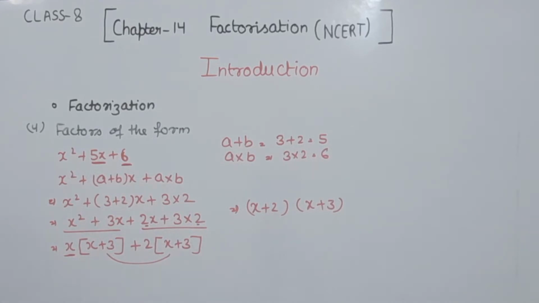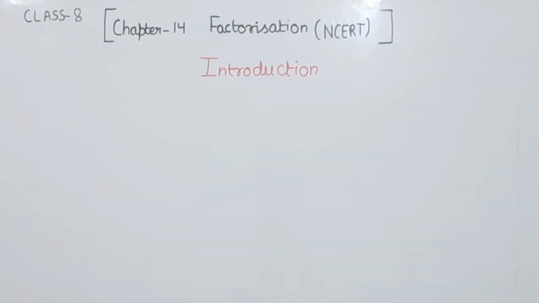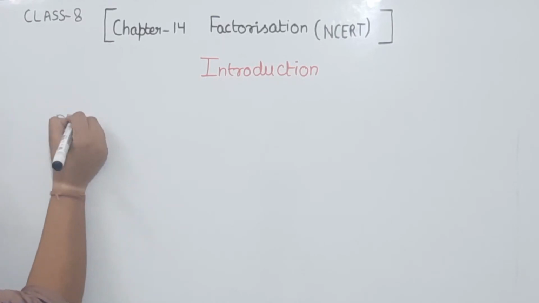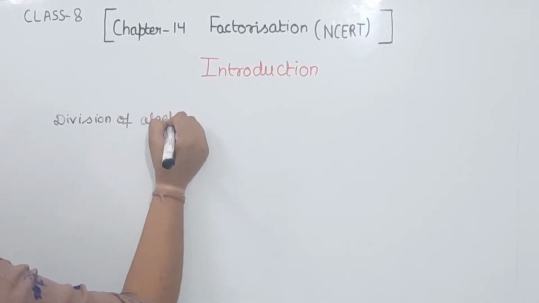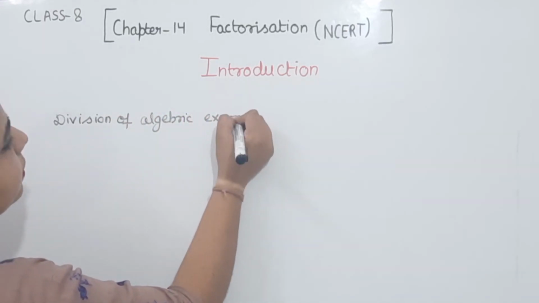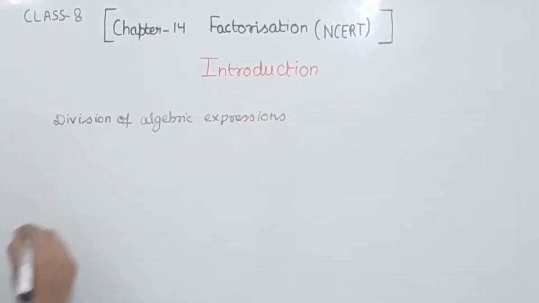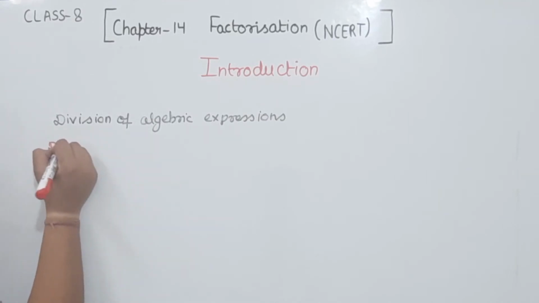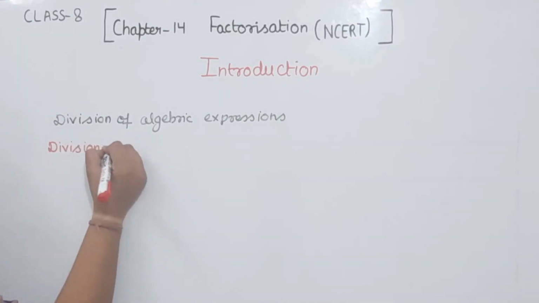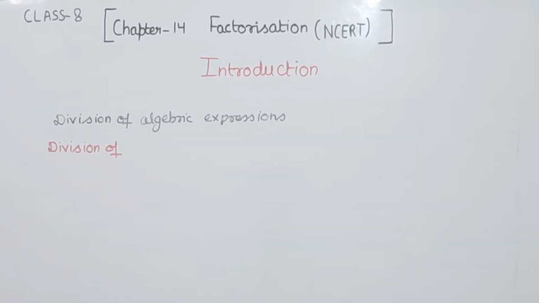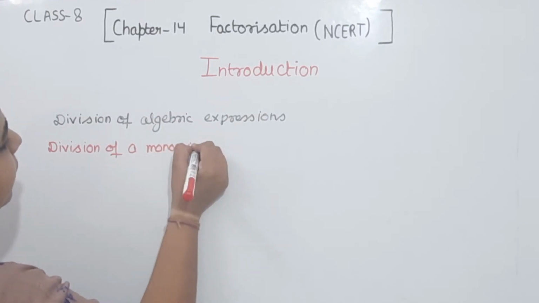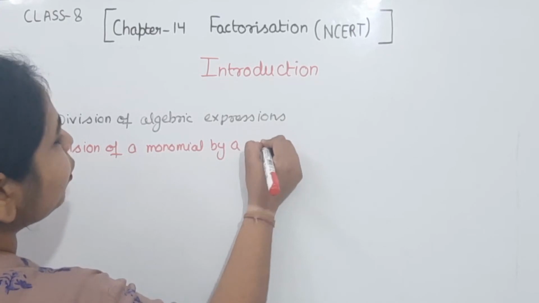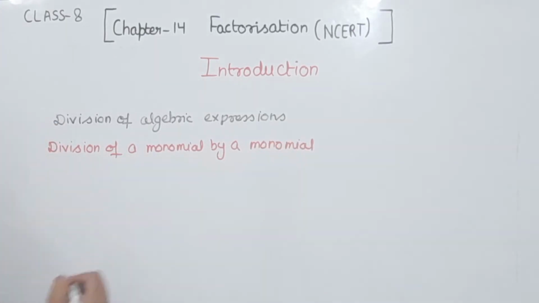Now comes the next topic. The next topic we are having is the division of algebraic expressions. I'm going to write here: division of algebraic expression. First of all, we are going to understand the first method. The first method is division of a monomial by a monomial. That means both the terms will be monomials.